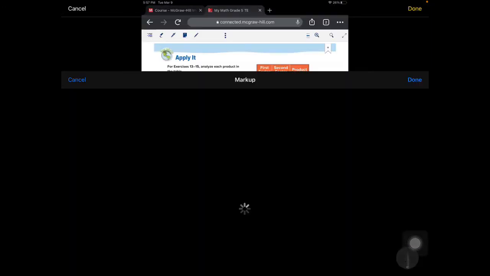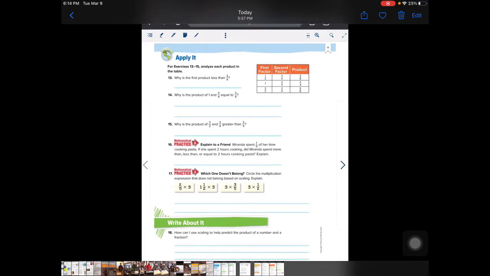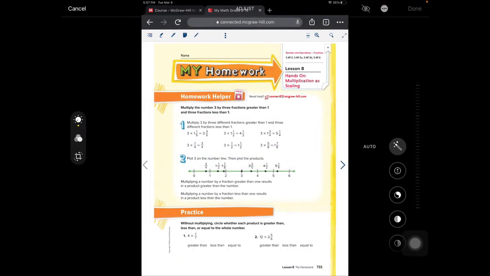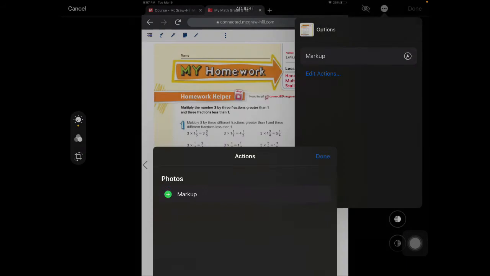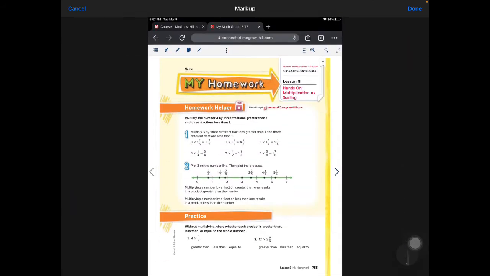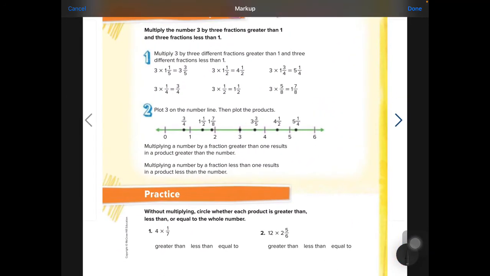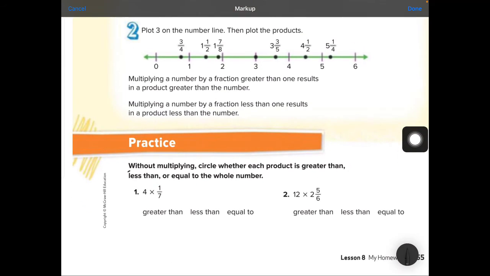Okay, we're actually going to skip this page and go right to the homework. Wrong button. There we go. Again, we're doing scaling, where we figure out if it's greater than, less than, or equal to, and we plot on a number line. So, ooh, look at this one. They don't want us to multiply. Without multiplying, circle whether each product is greater than, less than, or equal to.